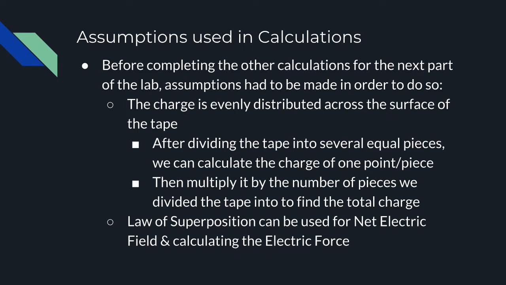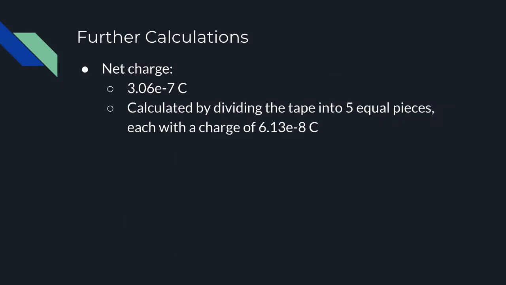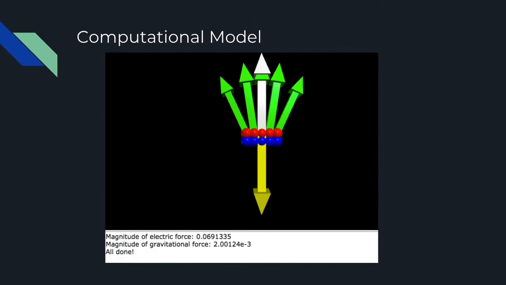electric force. With these assumptions in mind, the net charge was calculated to be 3.06 times 10 to the -7 coulombs, which was calculated by dividing the tape into 5 equal pieces, each with a charge of 6.13 times 10 to the -8 coulombs. The next portion of the lab was to create a computational model of the electric fields and forces acting on the upper tape.